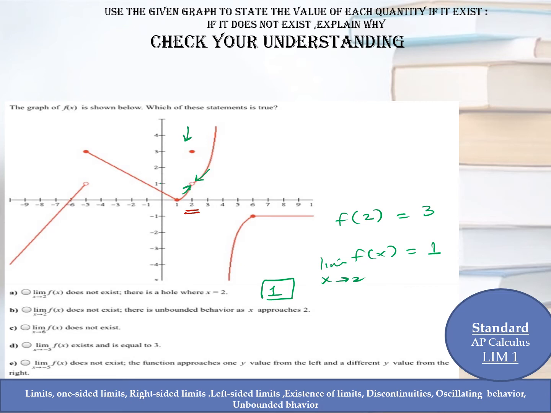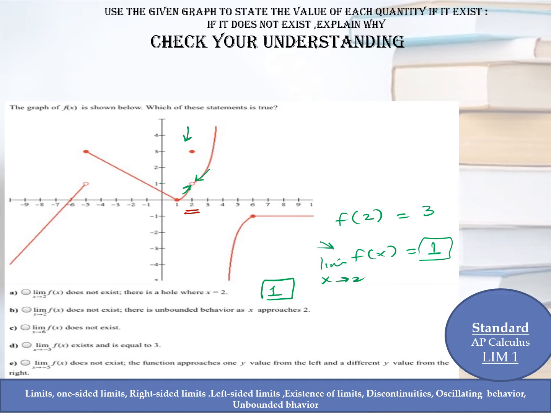Now they are actually asking you in this graph which of these statements is true. So limit x approaches 2 does not exist. You already have seen that limit x approaches 2 exists, which is equal to 1. Now limit x approaches 2 does not exist and there is unbounded behavior. Of course not on f. The limit is approaching, so there is no possibility that it is unbounded behavior.